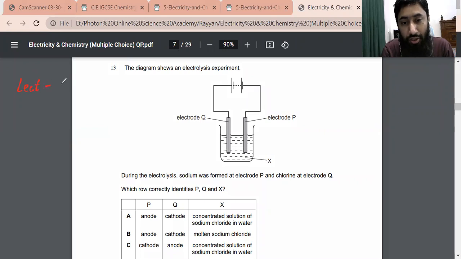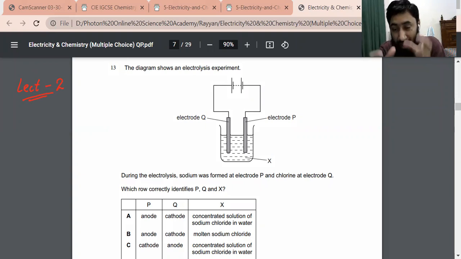This is lecture 2 about electrochemistry, or electricity and chemistry. In this topic, we are going to discuss very important questions and concepts. We want to understand the concept of electrochemistry through these multiple choice questions. By solving them, I am pretty sure you will learn the concept. So let's start with these 13 multiple choice questions.